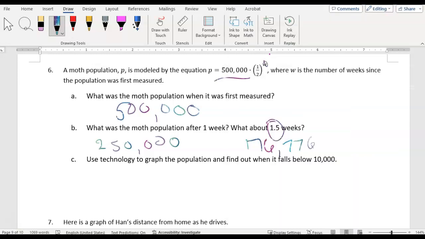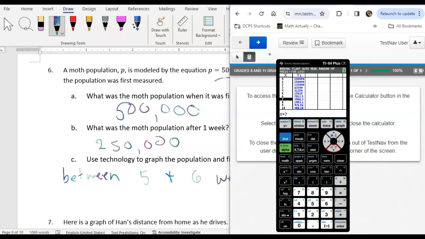So I would say between 5 and 6 weeks. And if you wanted to try and get a little bit more specific, we can go back to this graph. Let me go ahead and press trace. Let's see where our point is. There we go. Okay, so here x is 14.